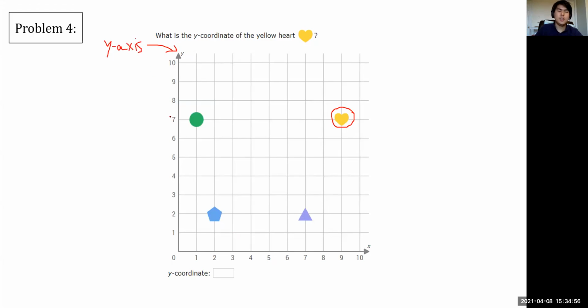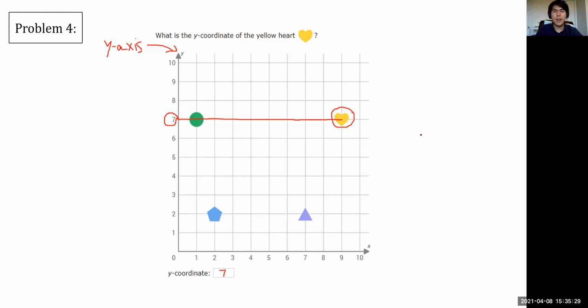Trying to find the number on the y-axis that directly matches with the location of the yellow heart, I'm going to draw a straight horizontal line from the yellow heart all the way to the number that it matches with on the y-axis, and that number is 7, which means that 7 is the y-coordinate of the yellow heart.